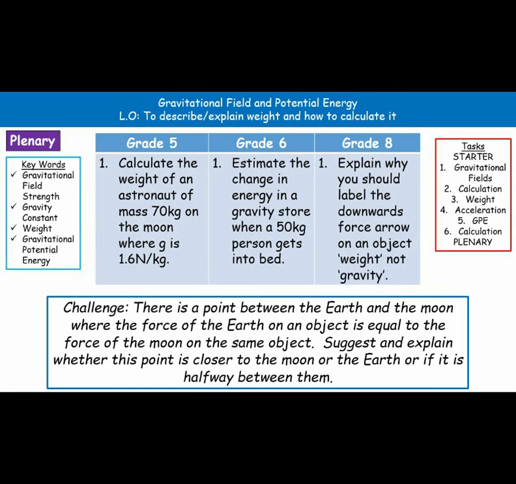The last part of today is our plenary task. Take your pick, based on your target grades. You've got either the 5 and the 6 that you can have a go at, or try the 6 and the 8 questions. There is also a challenge question at the bottom for you. I'll leave this up here for about a minute, but if you need longer than that, just pause the video so you've got a chance to answer the questions.